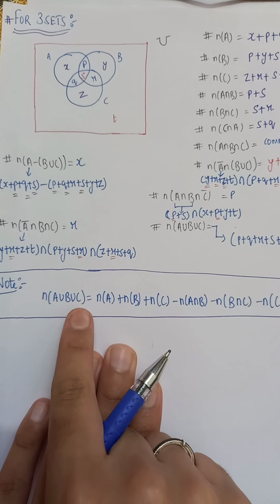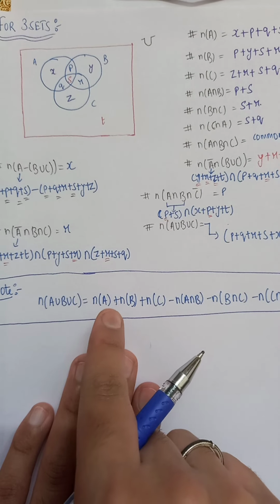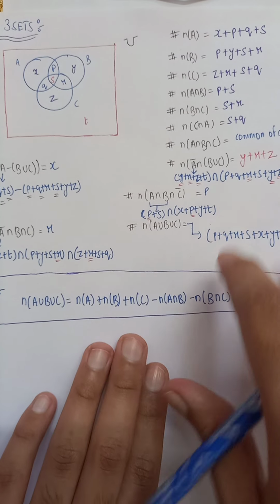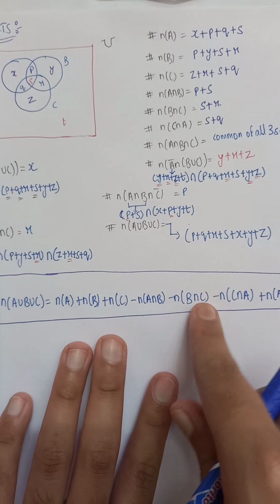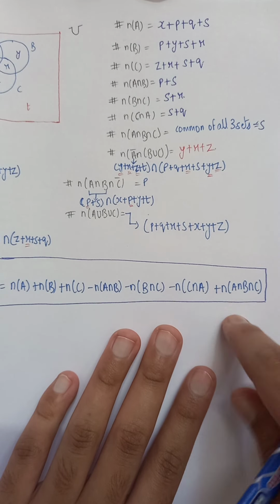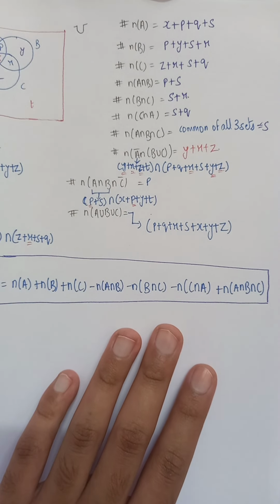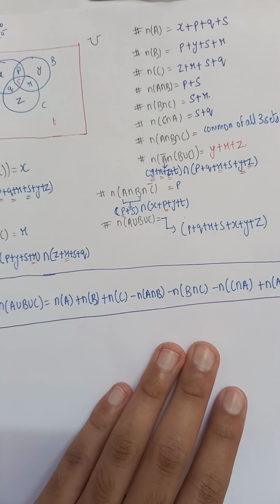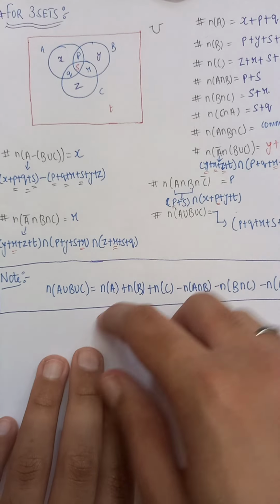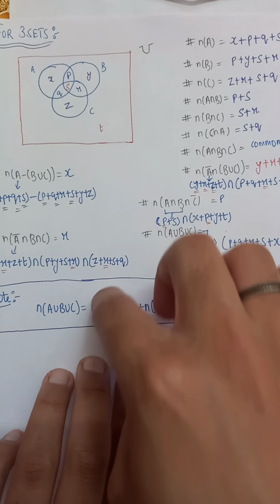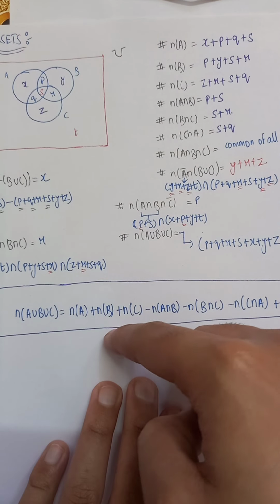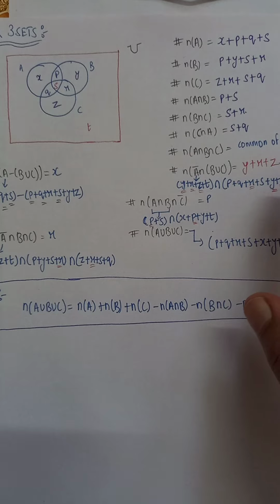Number of elements present in A union B union C is equal to number of elements present in A plus number of elements present in set B plus number of elements present in set C minus number of elements in A intersection B minus number of elements in B intersection C minus number of elements present in C intersection A plus number of elements present in A intersection B intersection C. Okay, so that's it with the note. If you think, is this correct or not, then you can check it by substituting the values: A union B union C. You need to substitute this and then write the number of elements present in set A, set B, set C. Like that you need to solve it.